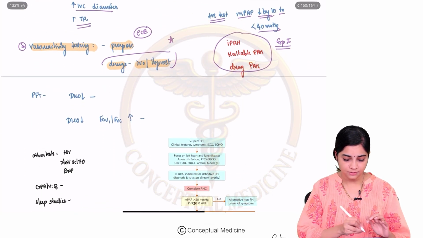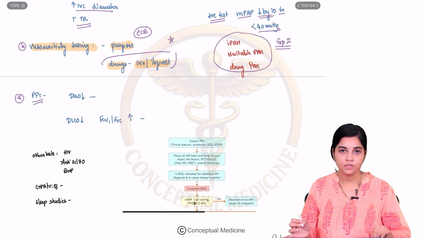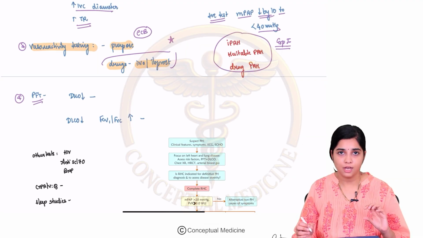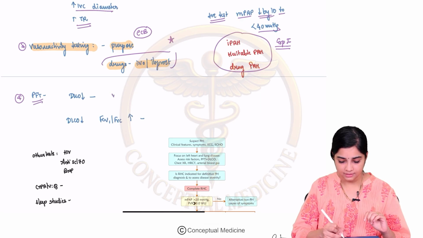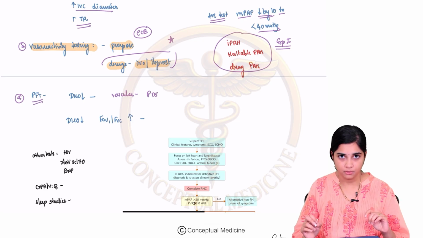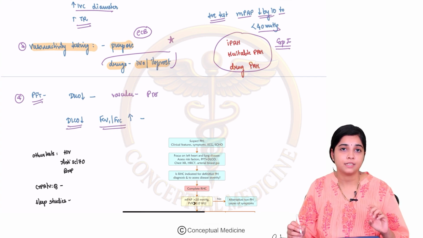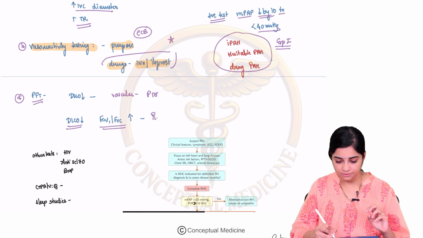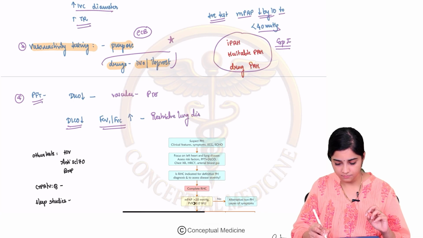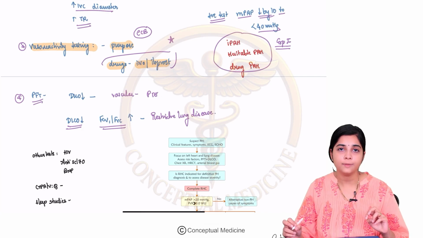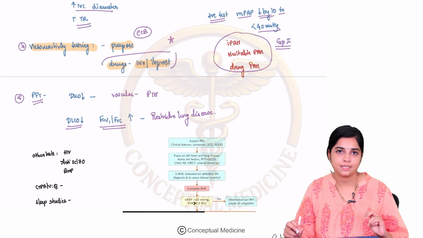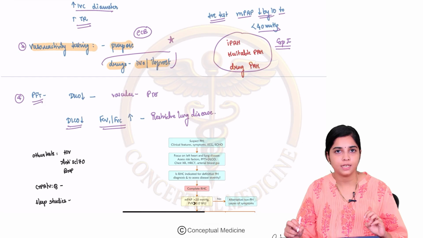The next test that you can do is the pulmonary function testing. If only the diffusion capacity of the lung for carbon monoxide, which is your DLCO, is reduced, this is basically due to a vascular pathology, maybe secondary to a pulmonary thromboembolism. If the DLCO is reduced and along with that the FEV1/FVC ratio is increased, then it's probably due to a lung pathology like a restrictive lung disease. Okay. So this is about the various tests which can be used for the diagnosis of pulmonary hypertension.